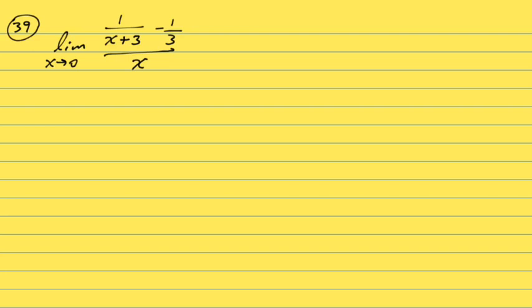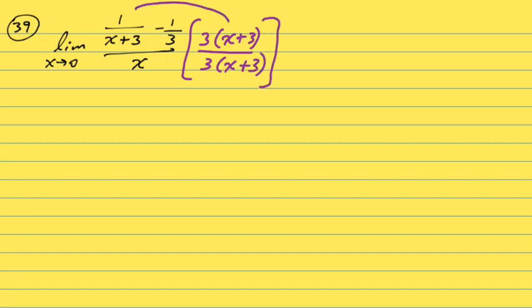39, whenever you see a fraction and a fraction, you need to think about the common denominators. My two denominators are 3 and x plus 3. So I'm going to multiply by 3 times the x plus 3. I hope everybody watches because this tends to confuse people. When I multiply here, the x plus 3's cancel, leaving me 1 times 3, which is 3. When I multiply here, the 3's cancel, leaving me x plus 3. However, you need to make sure you use parentheses.